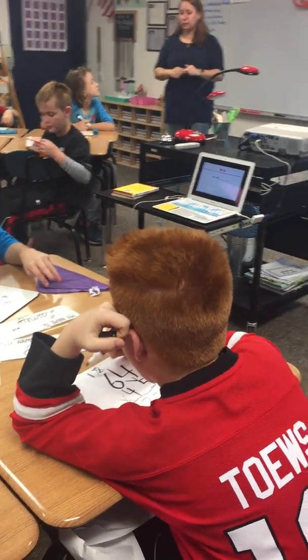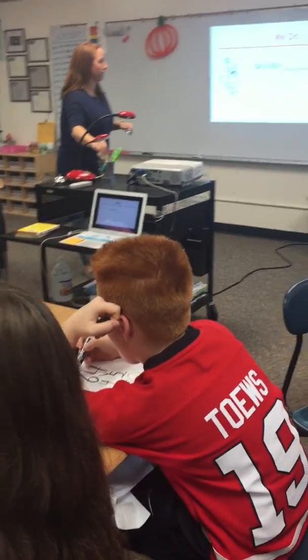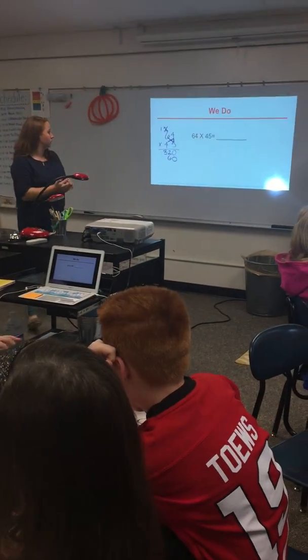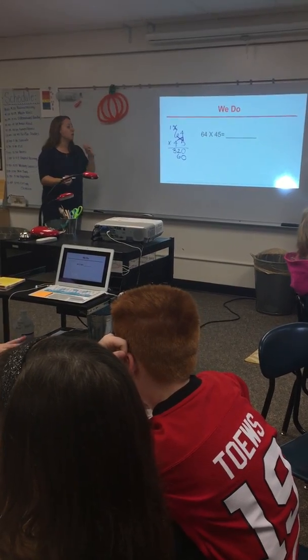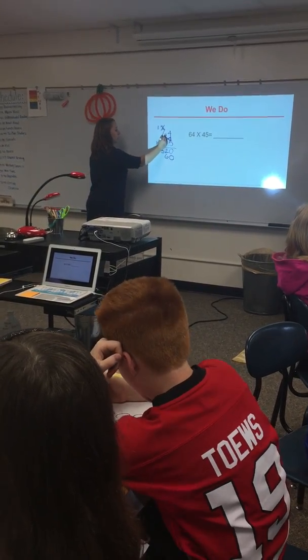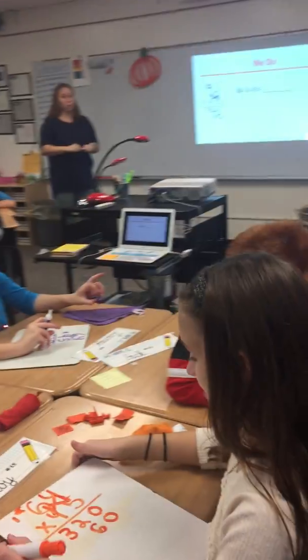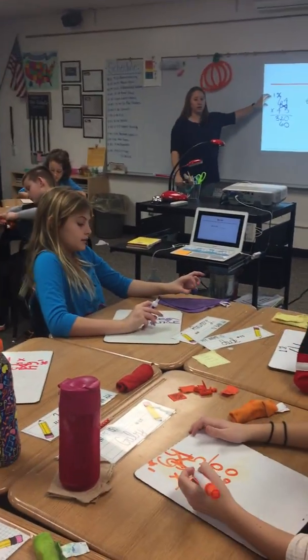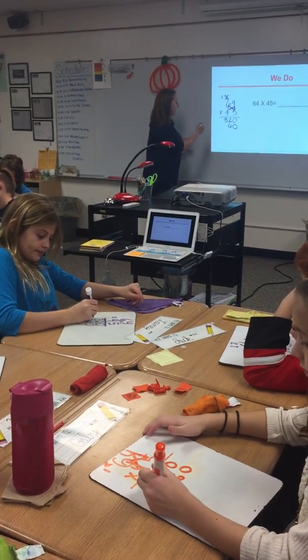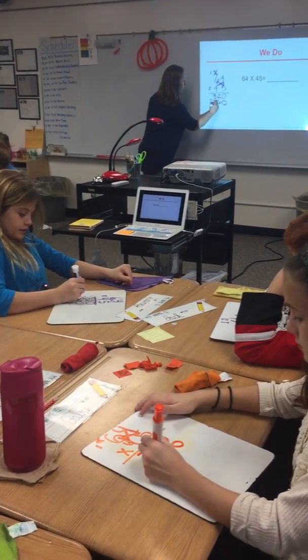Last but not least, I have to complete my bow tie. How do I complete that bow tie, Wyatt? 6 times 4. On the count of 3, tell me what 6 times 4 is. 1, 2, 3. 24, but plus 1 then gives me 25. So I write out my 25.